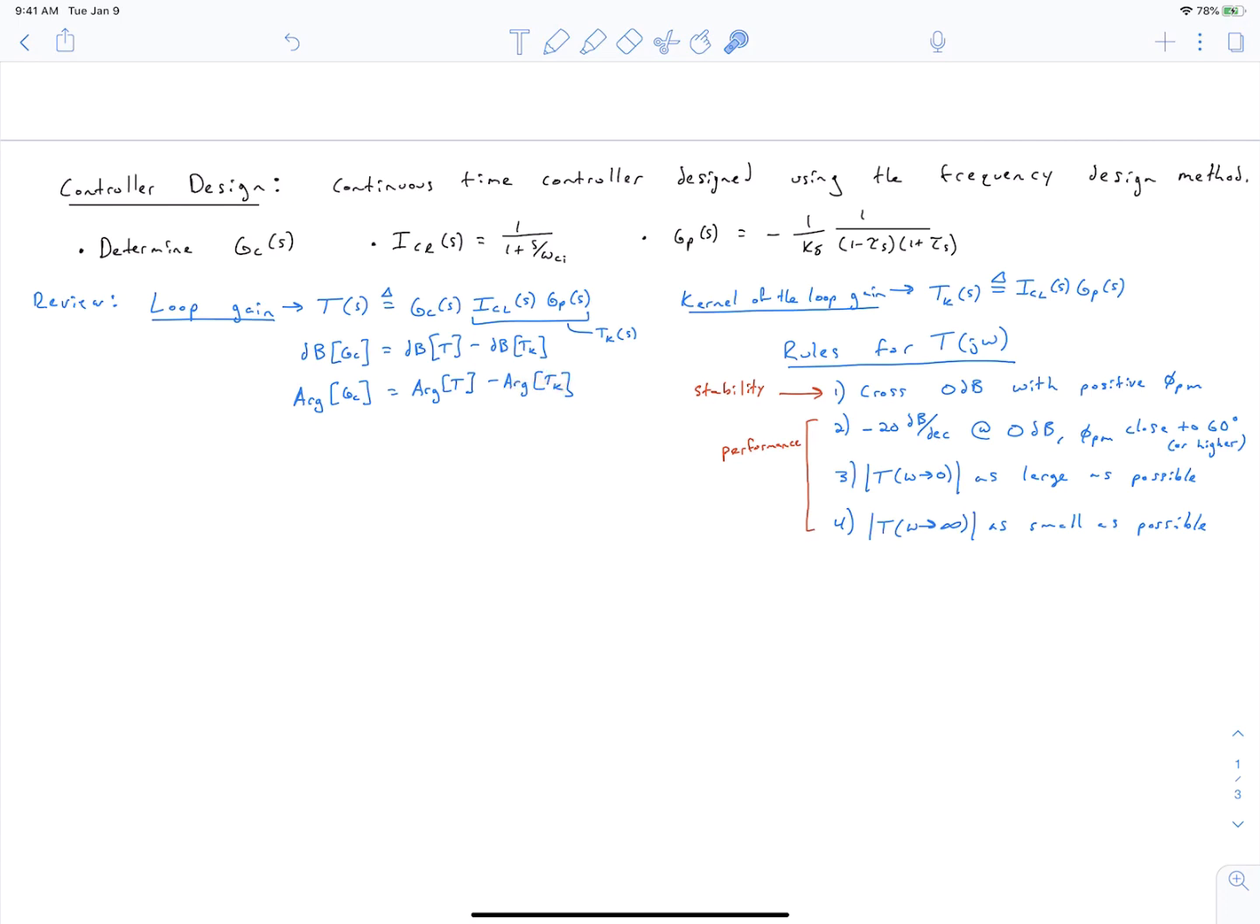So let's sketch a Bode plot. We're going to start by sketching the Bode plot of this and then of this, and we're going to add them together to get our kernel of the loop gain Bode plot. And then from there, we're going to draw what we want our loop gain to be, and we're going to find the difference in order to get the magnitude and the angle of our controller.